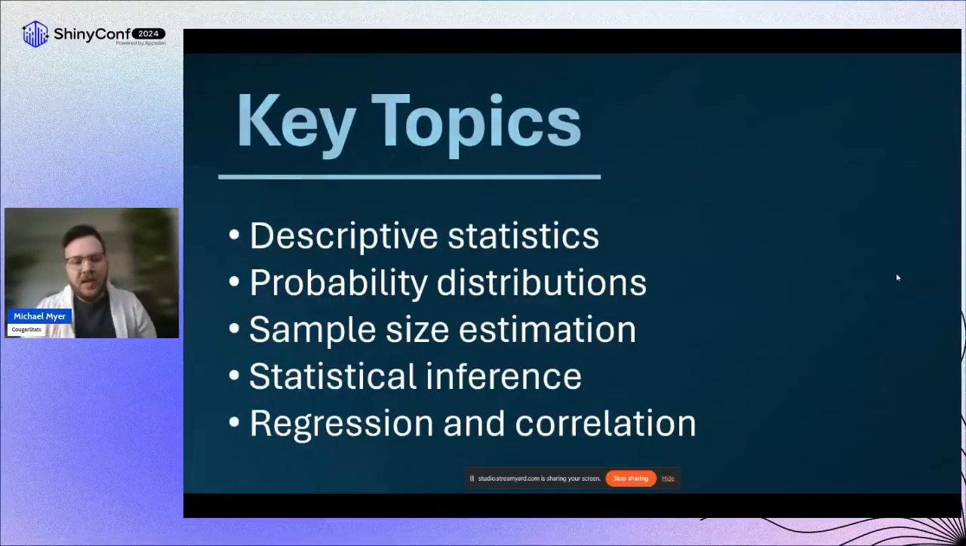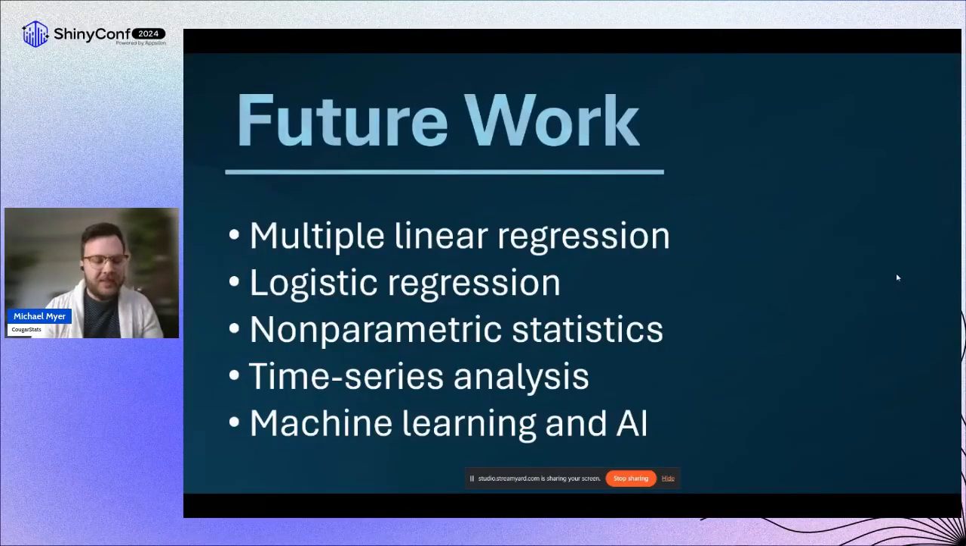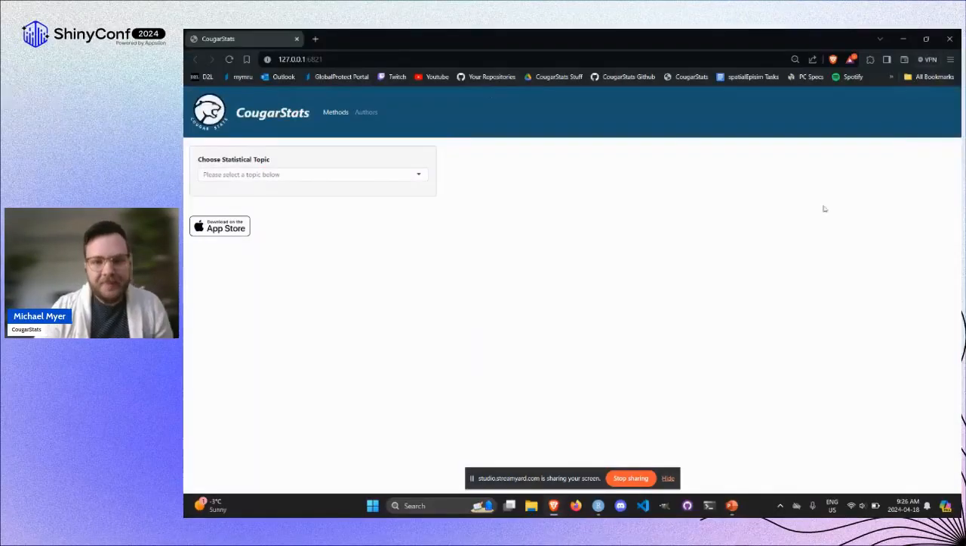The current topics that we're covering are descriptive stats, probability distribution, sample size estimation, statistical inference, and then simple regression and correlation analysis, which is at this point everything you need to cover an introductory level of statistics learning. So with that in mind, our current target audience is intro level stats learners and teachers who are looking for companion tools when you're running lab work, or just a general learning tool to enhance your learning. So I'm going to flick over to the app.